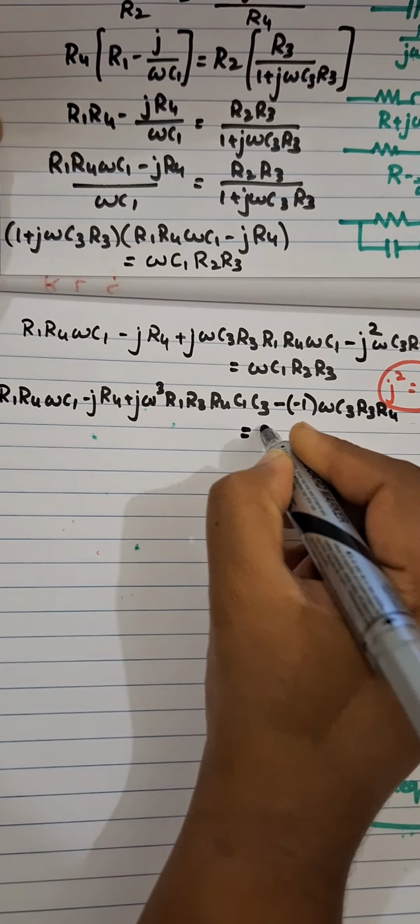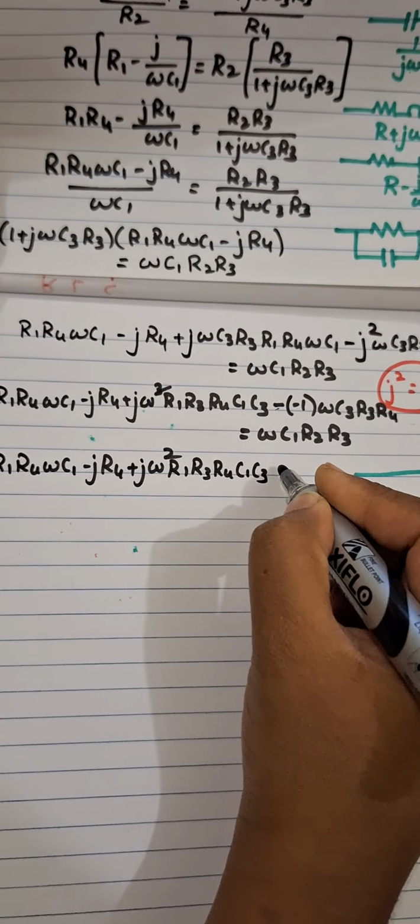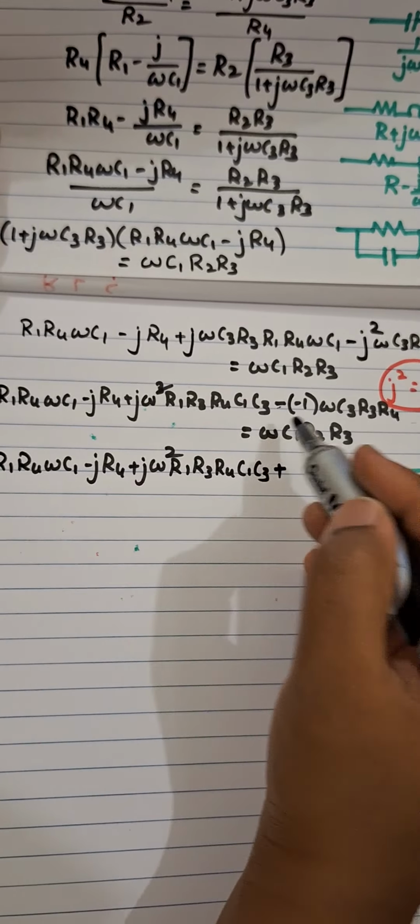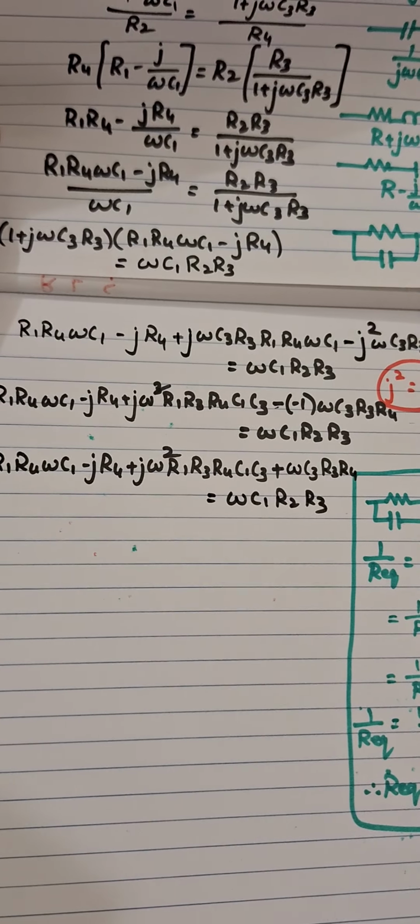Now this minus into minus 1 will become plus 1, right? So now my equation is R1 R4 omega C1 minus j R4 plus j omega square, sorry, this is square, R1 R3 R4 C1 C3 plus, minus into minus plus, omega C3 R3 R4 is equals to omega C1 R2 R3. Now our right and left equations are in just addition and subtraction form.